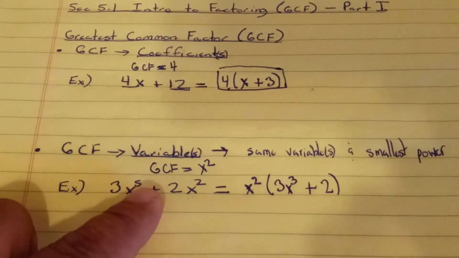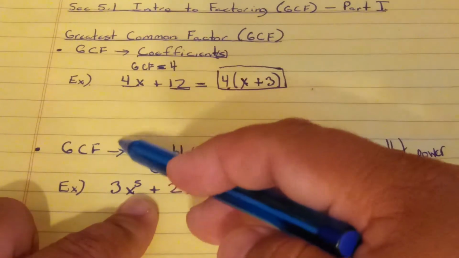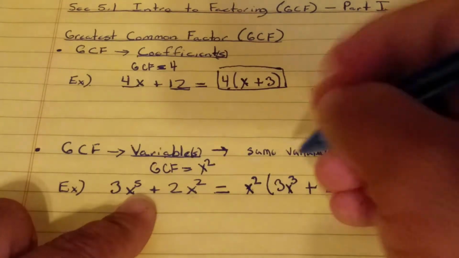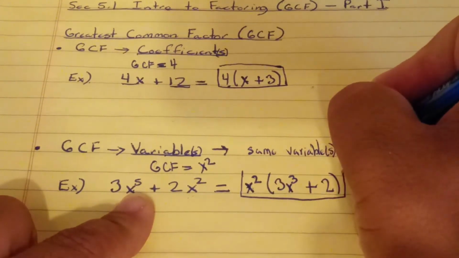Once again, keep in mind that the greatest common factor for a coefficient and the greatest common factor for a variable are not the same thing. They share similarities, but they're not the same thing. So in this case, that will be your answer.